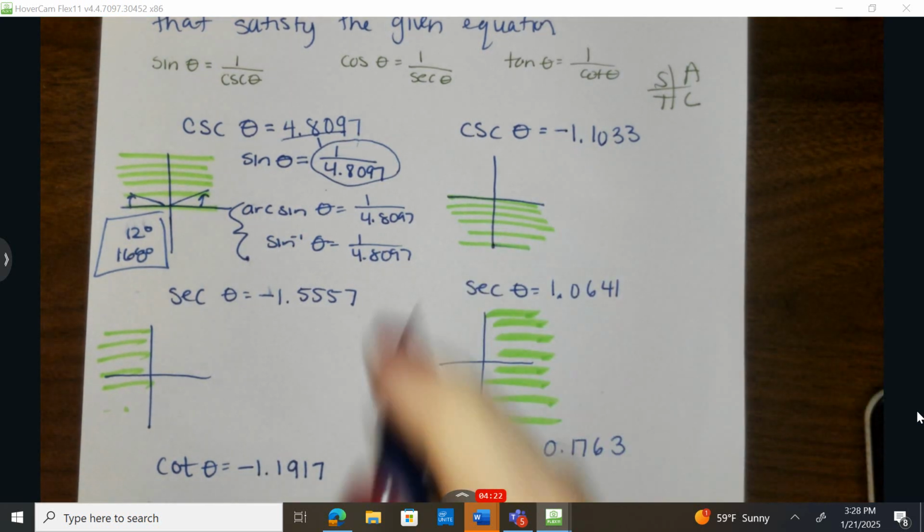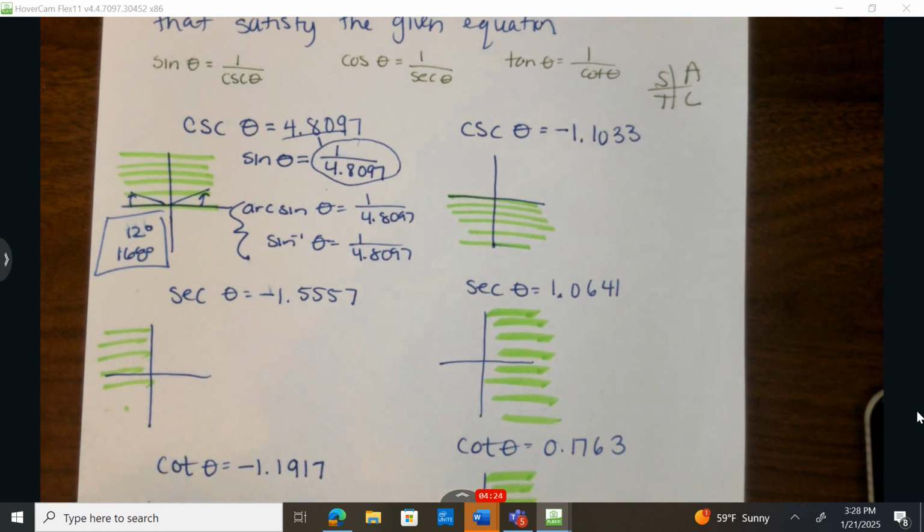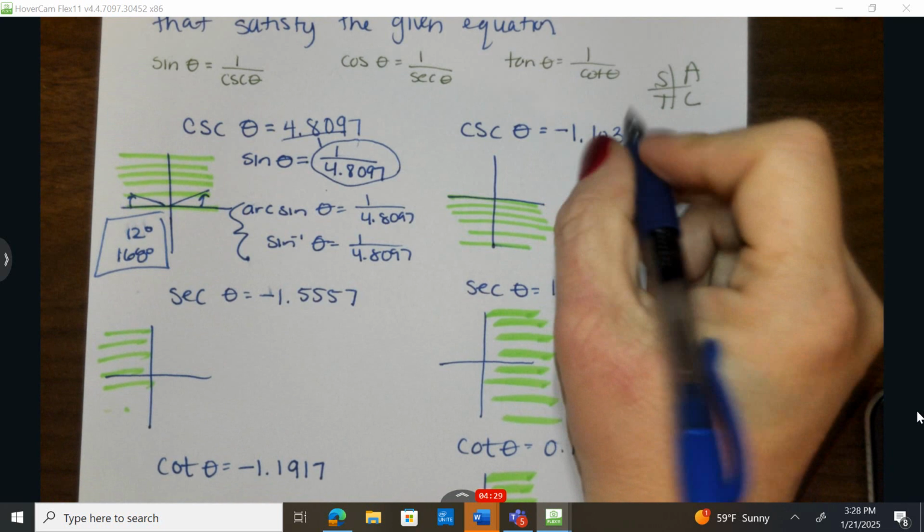I'm going to start by rewriting this as, one second. Oh no, piggy bank just fell.